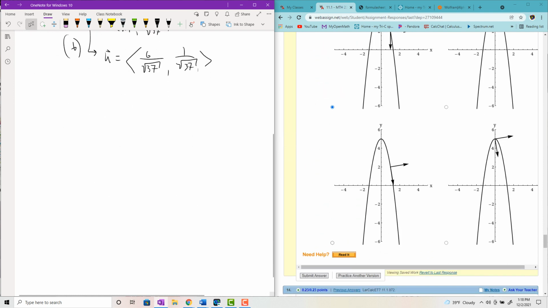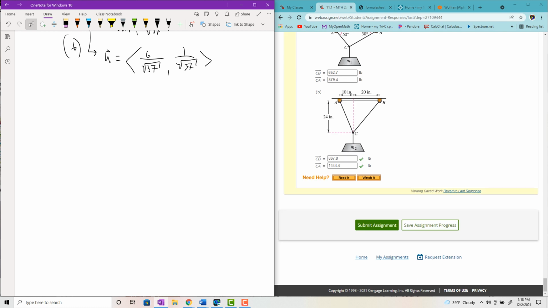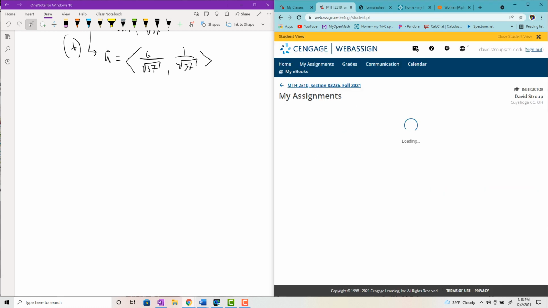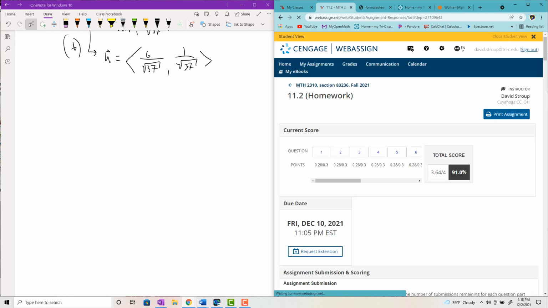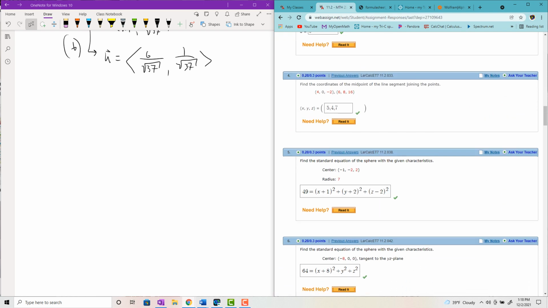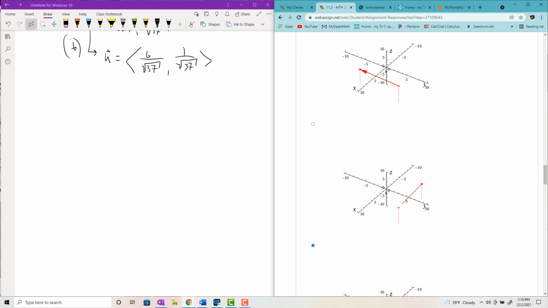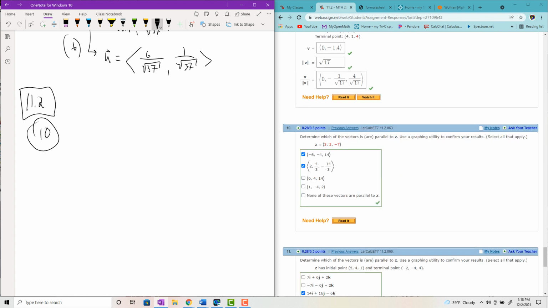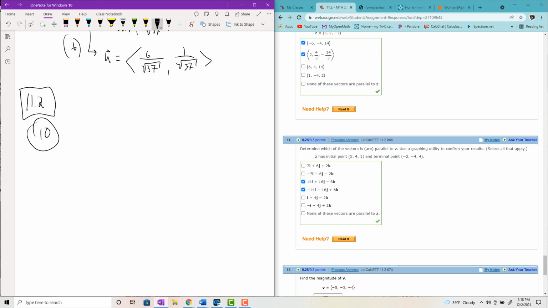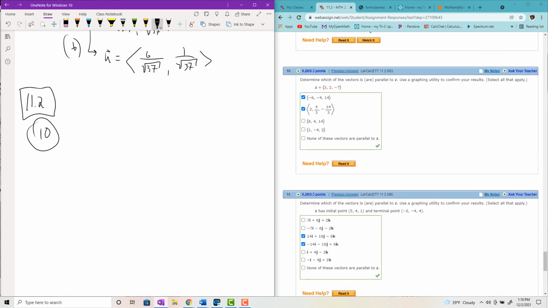So you should be able to handle those types. So let's look at 11.2. Okay, so just determining if vectors are parallel. Problems like 11.2, number 10, and number 11. Yeah, 10 and 11: determine which vectors are parallel to the given vector.